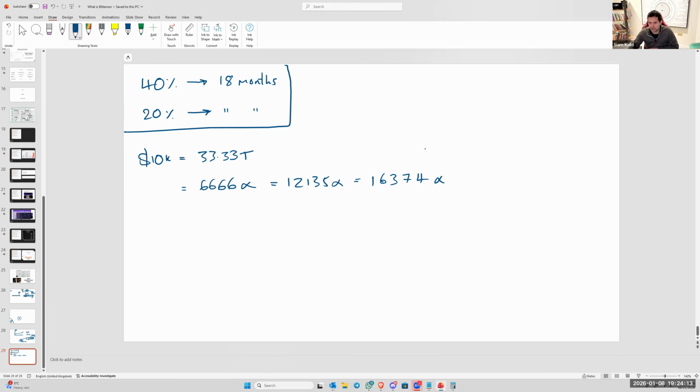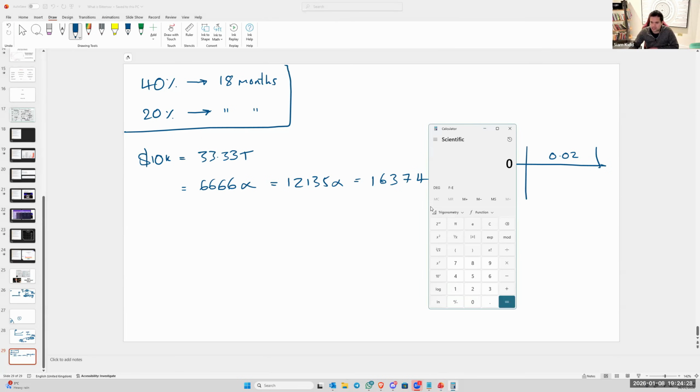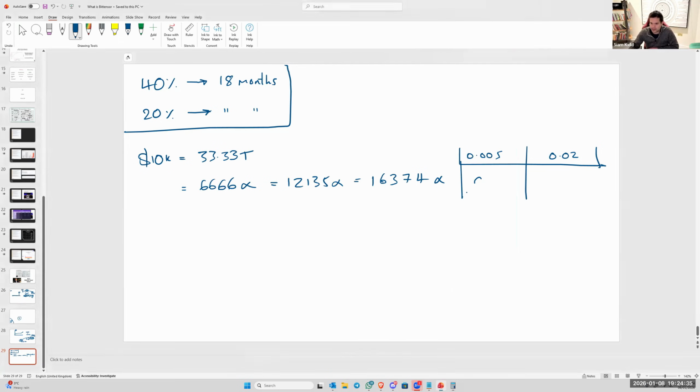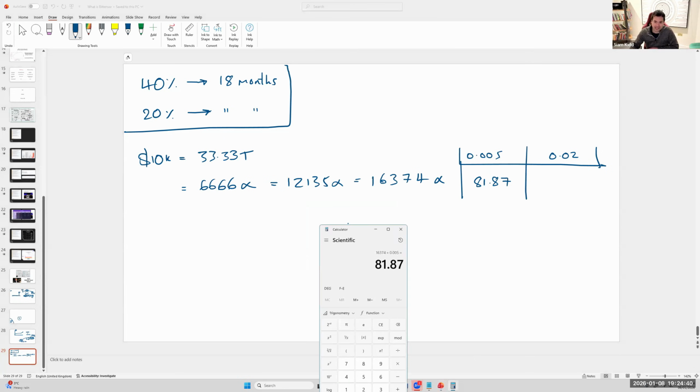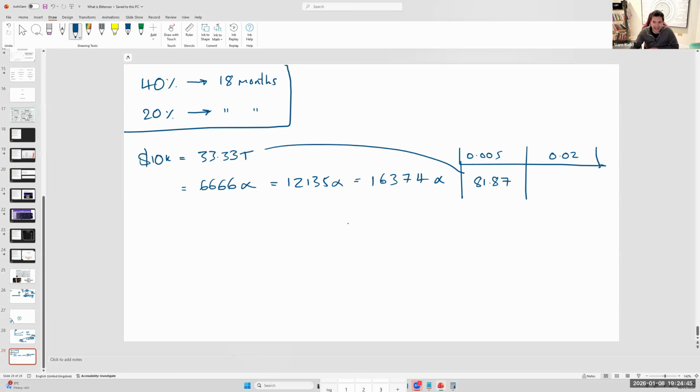Let's do a few different things here. Let's say it goes up a little bit over a 3-year period. What this means is that you then have 16,374 times the original price, because it's just gone flat, 8,187. So if the price stays flat, you've gone from owning 33.33 tau, you now have 81.87. But I doubt it'll stay flat.